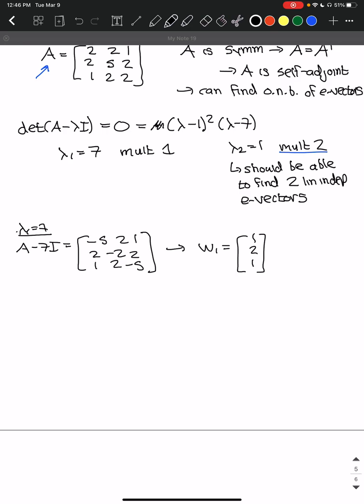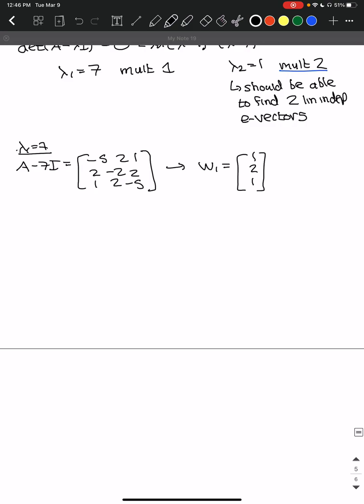Yeah, I don't really need to call it W, but I did in my notes, so let's keep it that way. Okay, so here's one eigenvector. And what we're going to do here is use that to construct our orthonormal basis. So, honestly, let's just call this V and see what happens. That's what it should be.